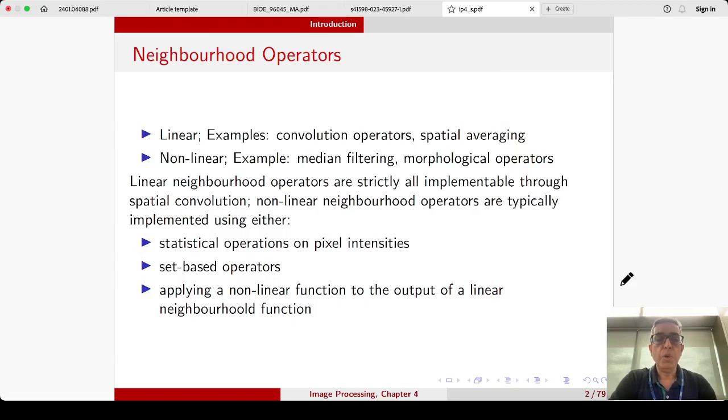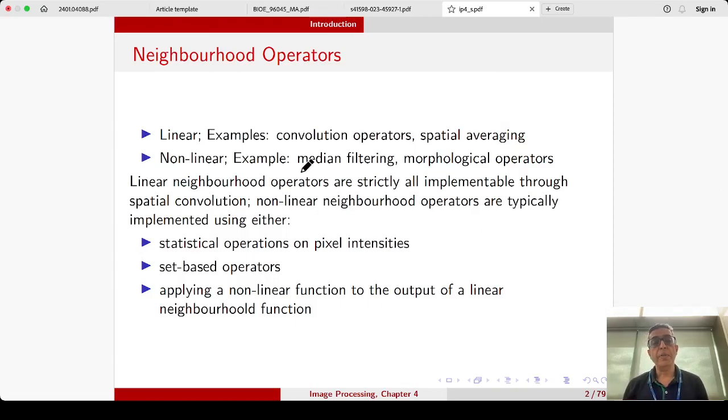They come in two broad classes: linear, and the obvious example of that would be convolution operators. And we'll see that computing local averages over space represents another example of a linear operation, and that can be represented by the operation of convolution. So we'll use that to actually get an intuition about how convolution works.